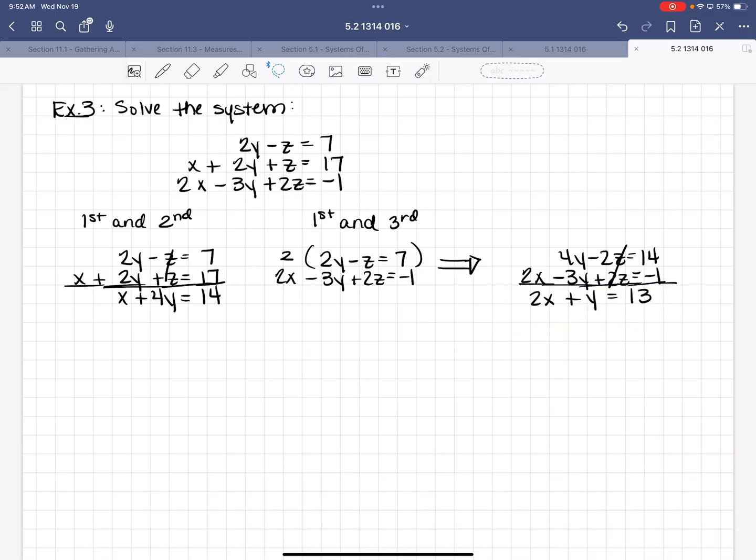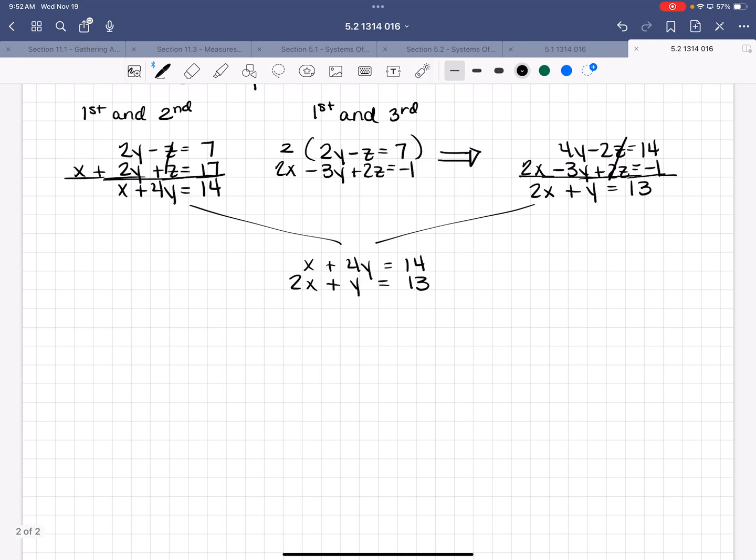Okay. Now we're going to use those two, my x plus 4y equals 14, and my 2x plus y equals 13. Who would you guys like to eliminate? Y'all want to eliminate x, or you want to eliminate y? Or we could use substitution and move 2x over and substitute in y. We'll do that real quick, okay?